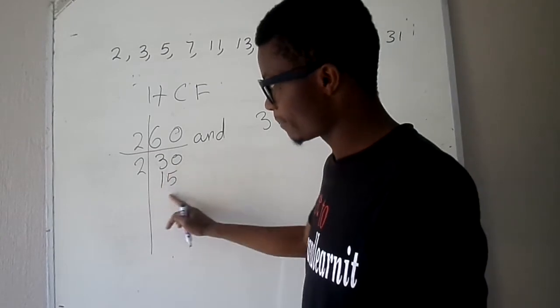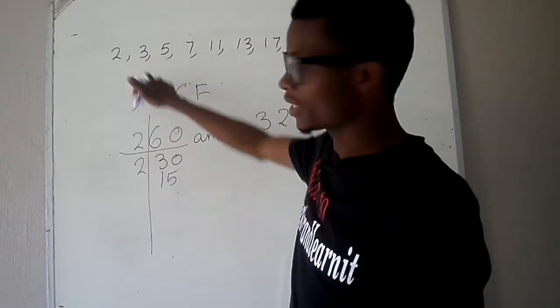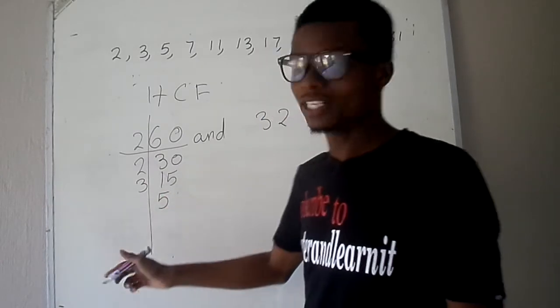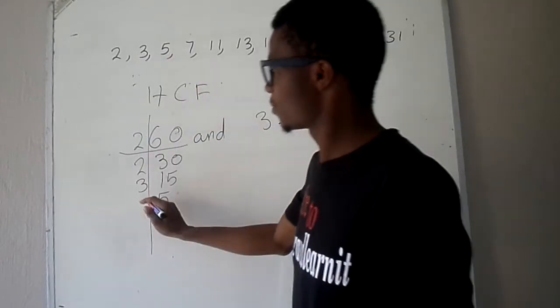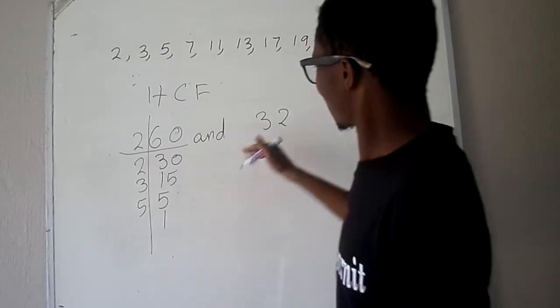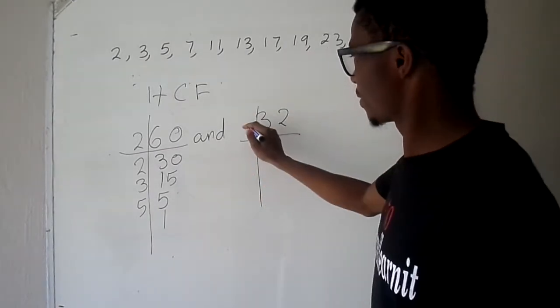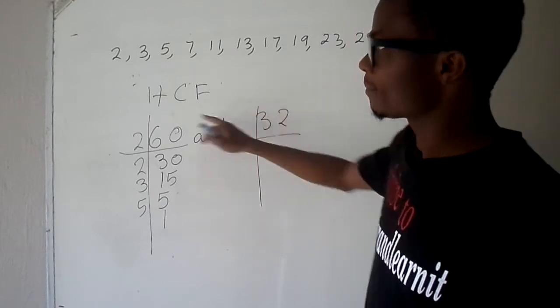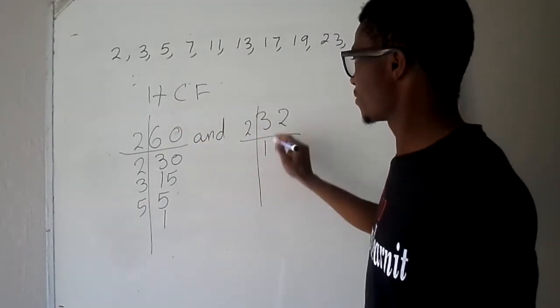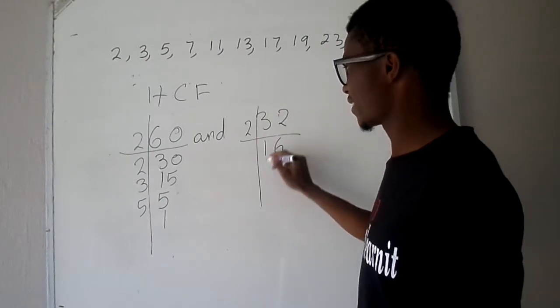The smallest prime number to divide 15 is 3. 3 into 15, that's 5. The smallest prime number to divide 5 would be 5. 5 into 5, that's 1. Writing 32 as a product of its prime factors, the smallest prime number is 2. 2 into 32, that's 16.